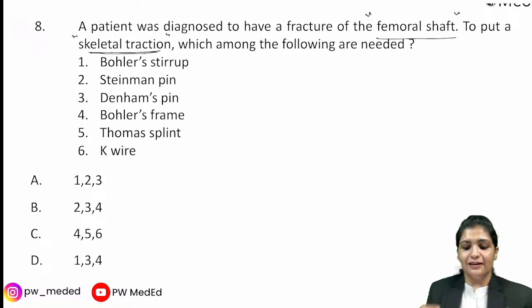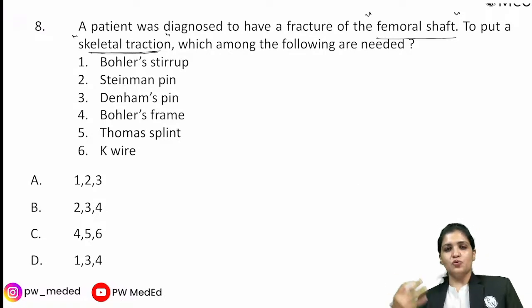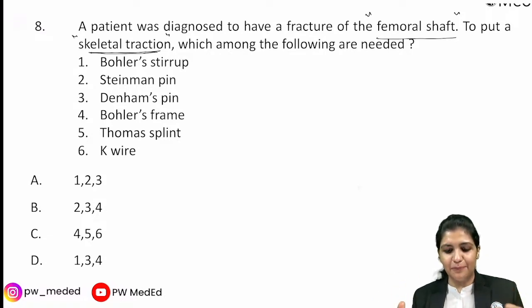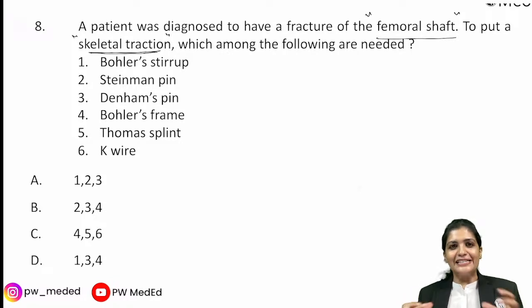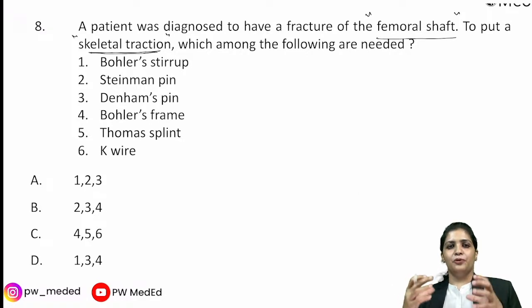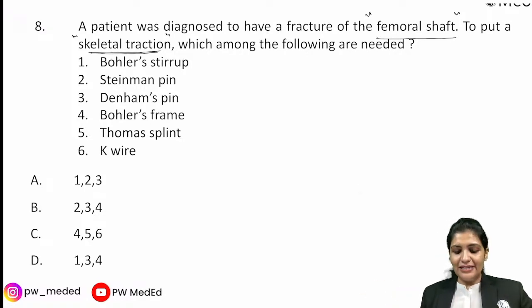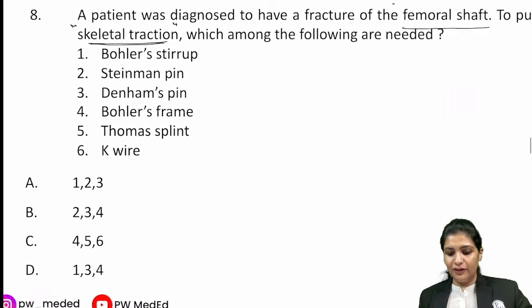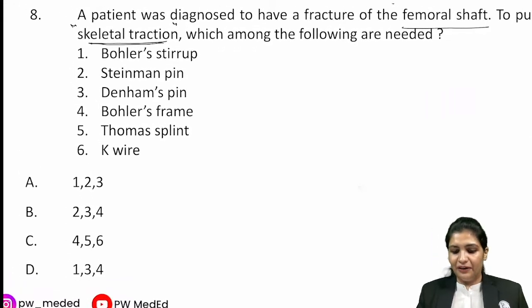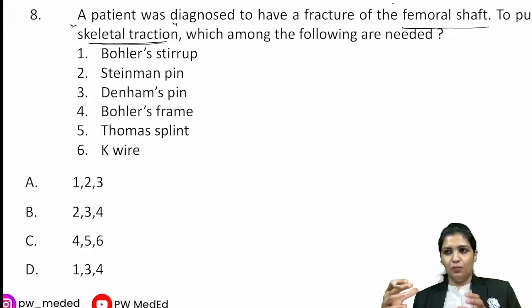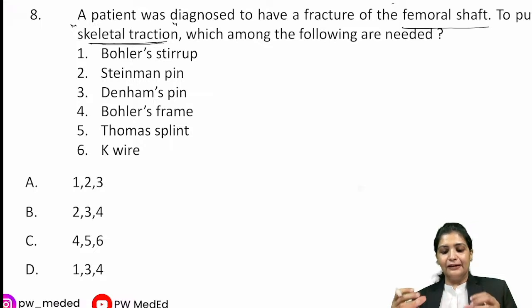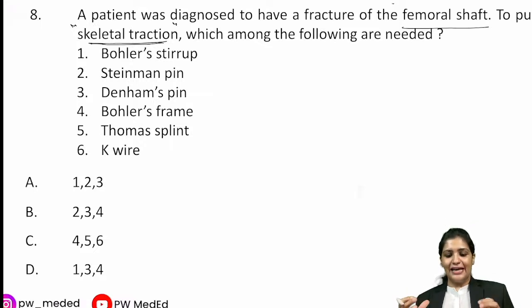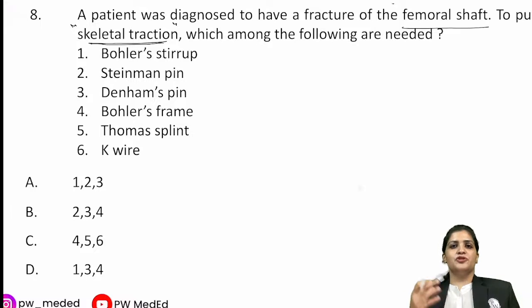As an intern, if somebody has completed their internship, this would be one of the most exciting procedures to do in orthopedics, right? So putting skeletal traction, which among the following do you need for doing this particular procedure? Let us see what are those things which you need. If somebody answers, that would be great. Here the options are the Wallah stirrup, the Steeman pin, the Dunham's pin, the Bowler's frame, the Thomas splint, and the K-wire. What are the things which you require to put a skeletal traction in case of femoral shaft?